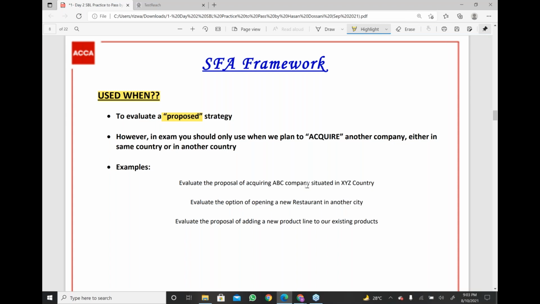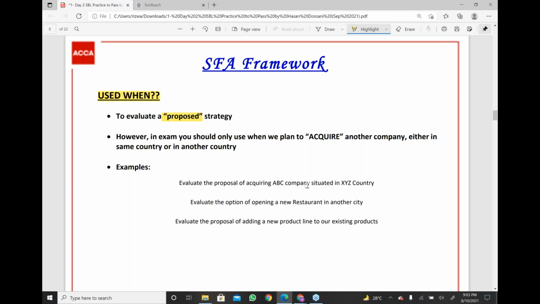So similarly, when a company thinks of some future product, future planning, future strategies, we will also, as CFO and the board, analyze and evaluate the proposal in order to arrive at an educated decision. So a helpful model is SFA. It is a model which we use to analyze or evaluate a proposed strategy which is futuristic.